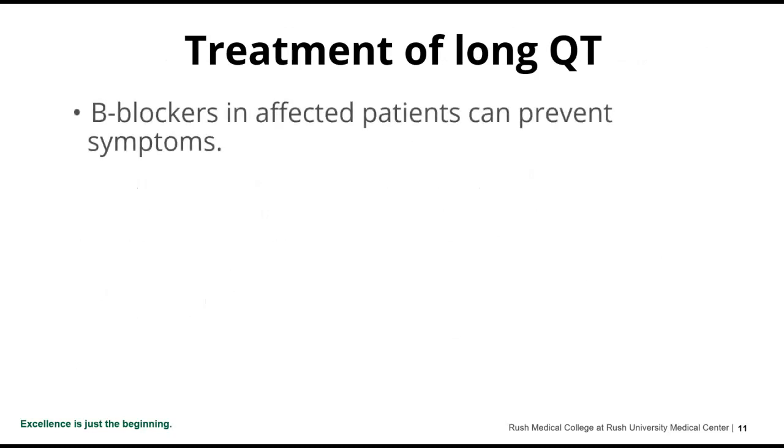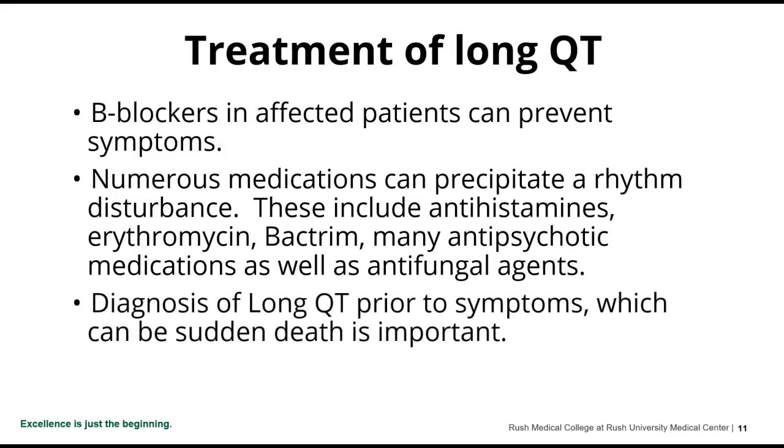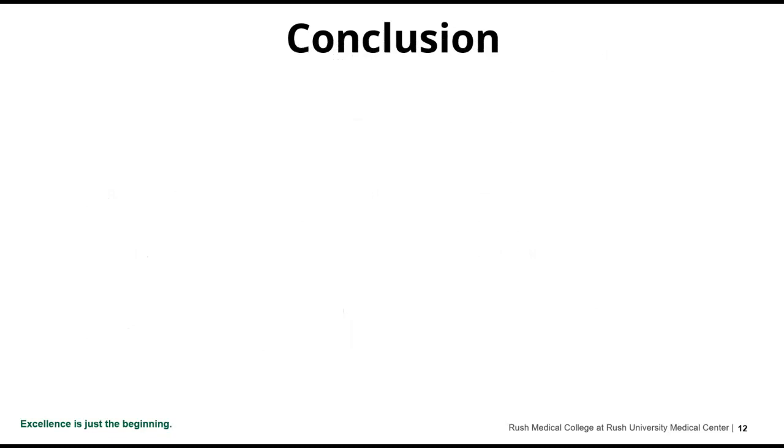So for treatment, beta blockers are effective to prevent symptoms. Numerous medications can precipitate a rhythm disturbance. These include antihistamines, erythromycin, Bactrim, and many antipsychotic medications, as well as antifungals. And the diagnosis of long QT prior to symptoms, which can be sudden death, is really important. When you have a family history, the only way to figure this out is genetic testing. And EKG is not enough because 30% of patients do not have an abnormality in the EKG.